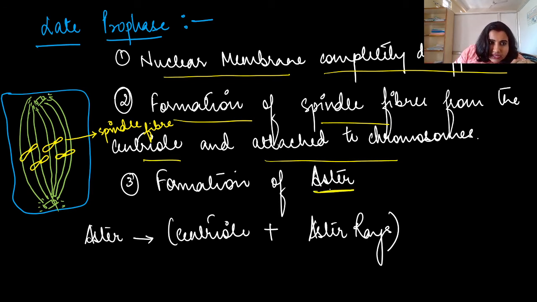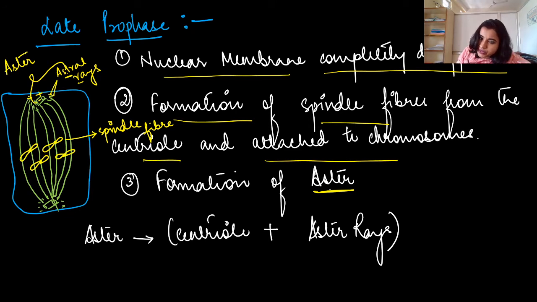See here, you can see there are certain small thread-like structures present. These small thread-like structures, we call astral rays. So now what will happen? These astral rays and this centriole together, we call it aster. Together we call it what? Aster, right?